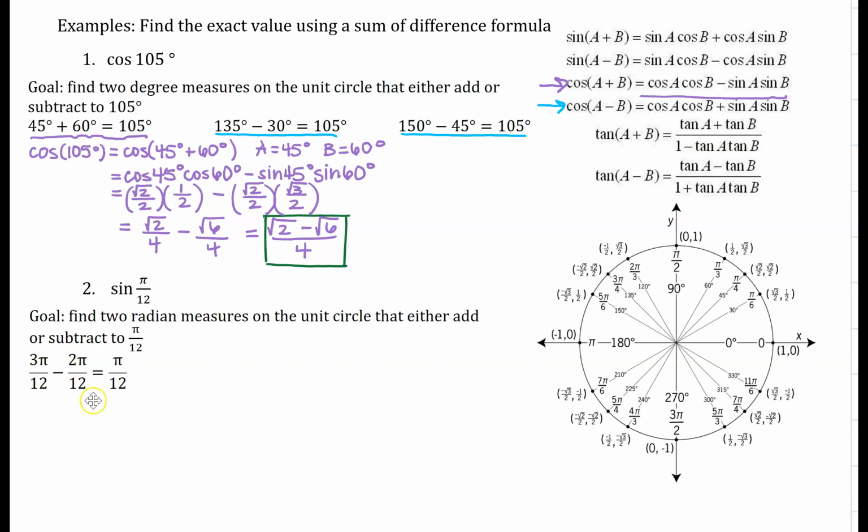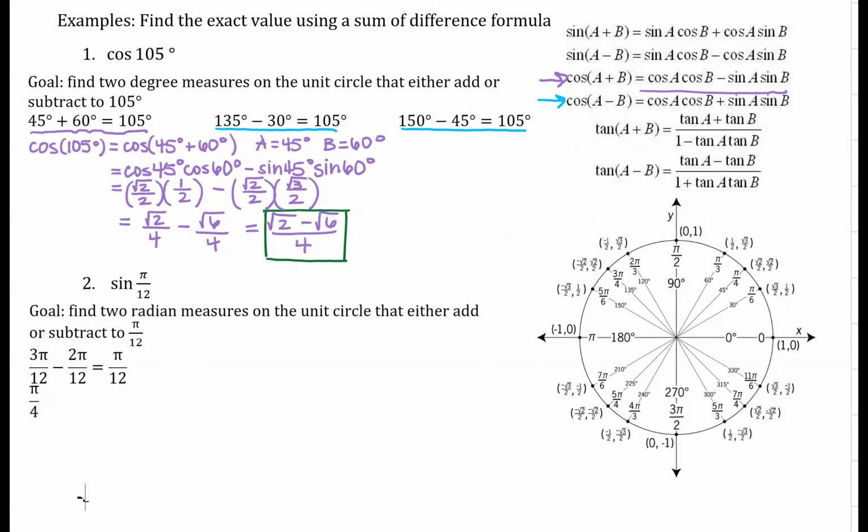And notice that these two radian measures are on the unit circle because when we simplify these fractions, 3 pi over 12 simplifies to pi over 4, and 2 pi over 12 simplifies to pi over 6. And so both of those radian measures do show up on the unit circle. And so we will use a sine difference formula since we were able to write pi over 12 as the difference of two measures that show up on the unit circle.